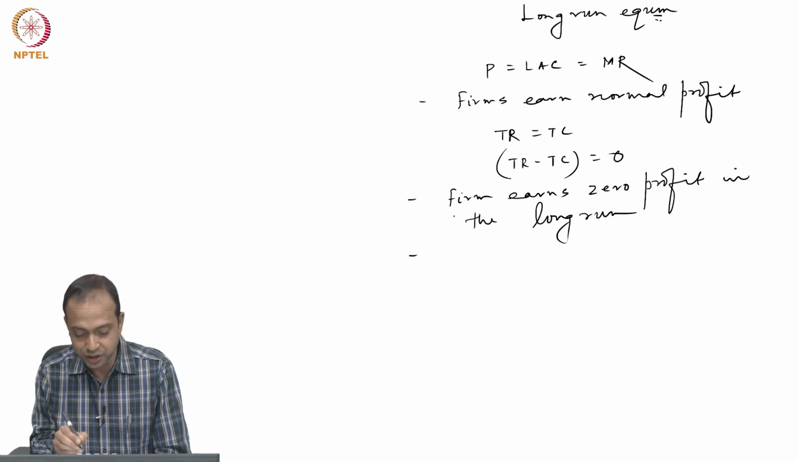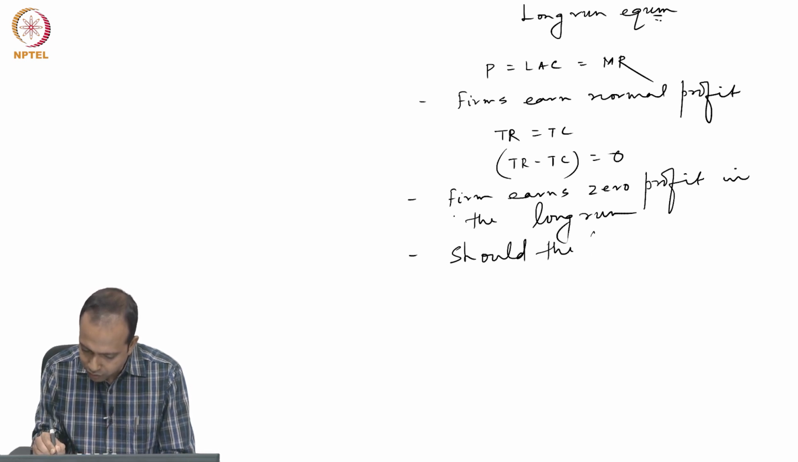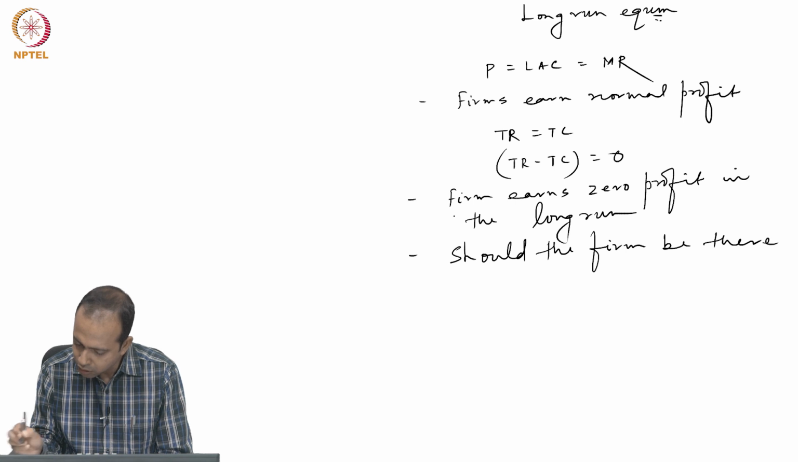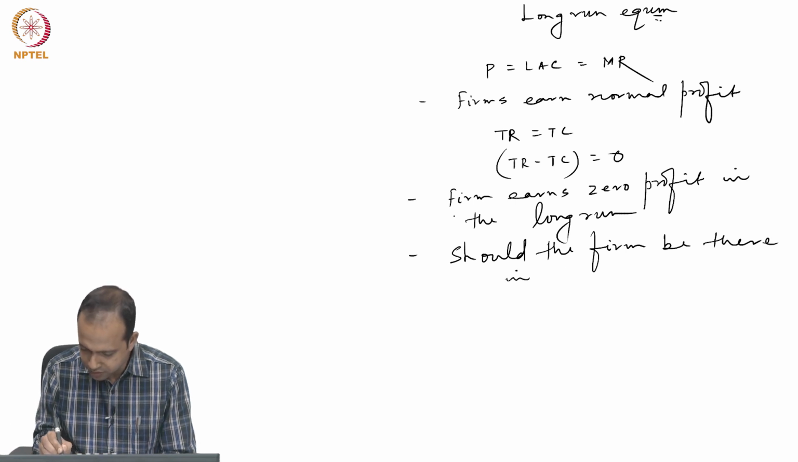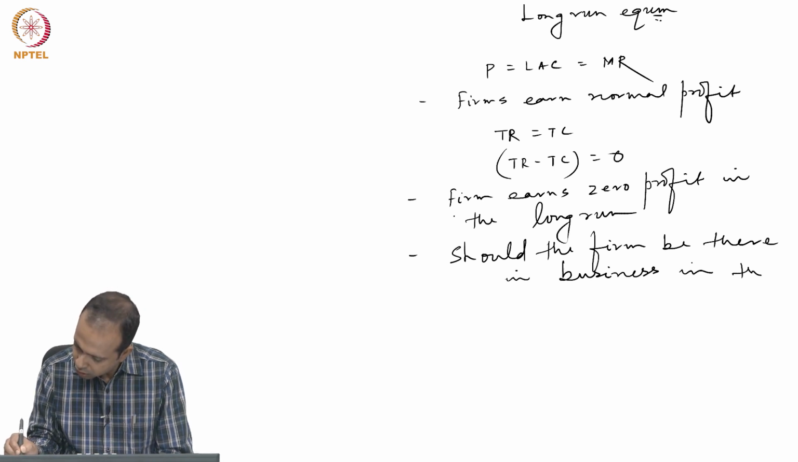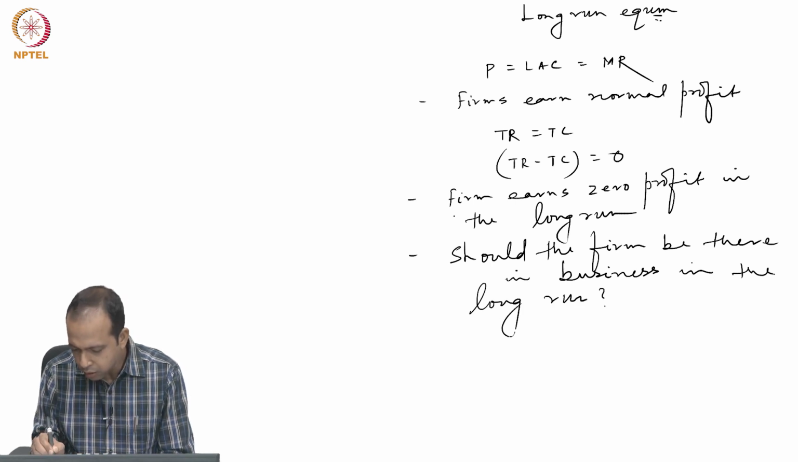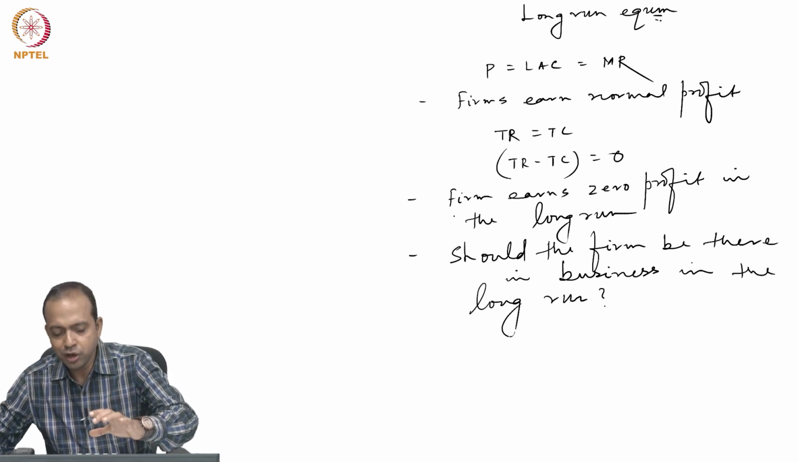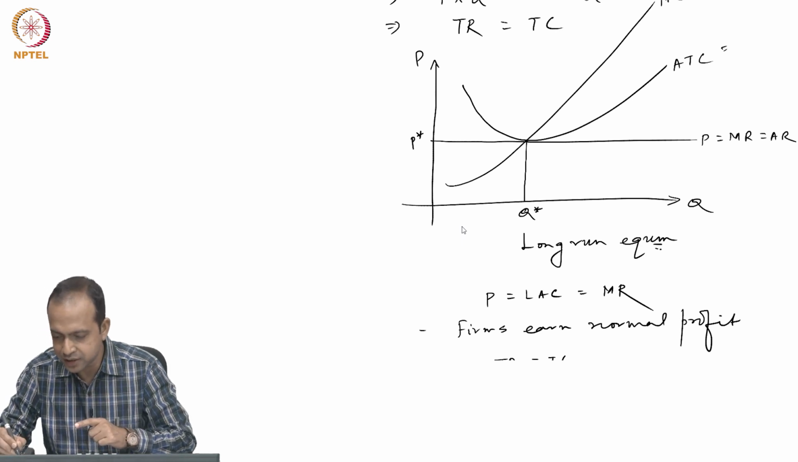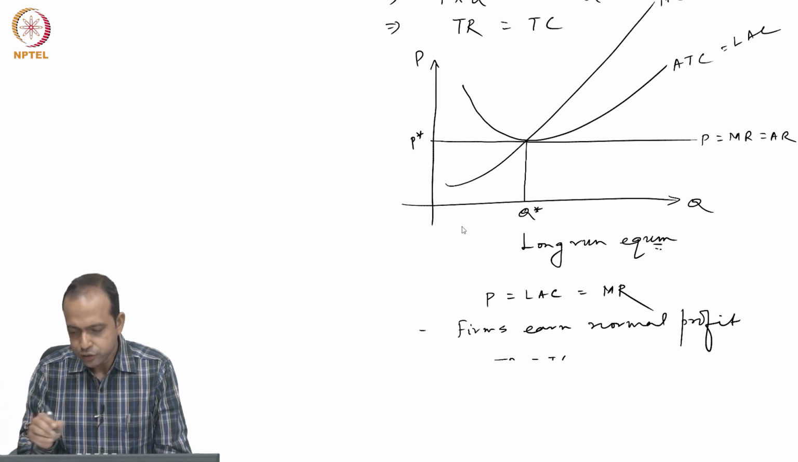Then the important question is, should the firm be there in business in the long run? A competitive firm will always achieve long run equilibrium at this point where you get P equals to the long run average cost curve, ATC, average total cost in the long run. So, P equals to LAC.